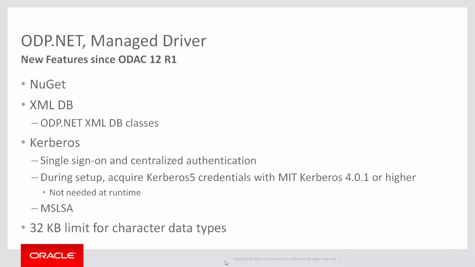Another thing we've added that's new to Database 12c is a new 32-kilobyte character limit. So that means instead of having to have smaller characters, if you want to have slightly larger characters but don't want to take on the additional management of using LOBs, you can do that with larger VARCHARs. For example, up to 32K. So you can support much larger. And that's a Database 12c feature. So you need Database 12c.